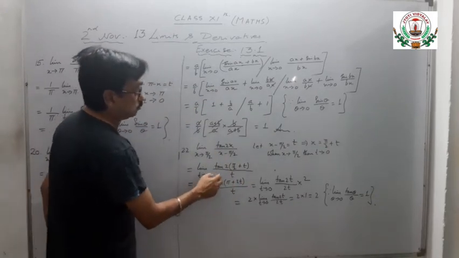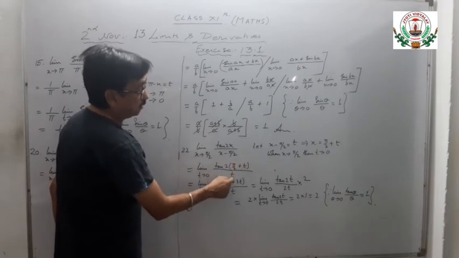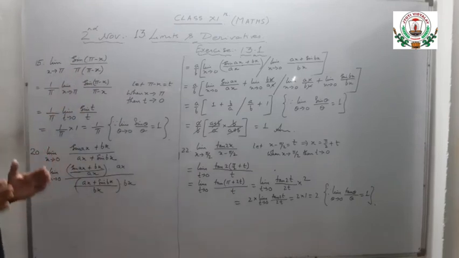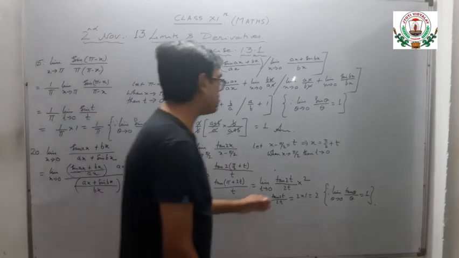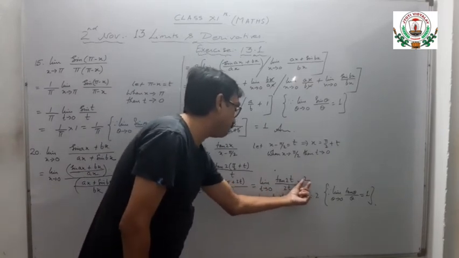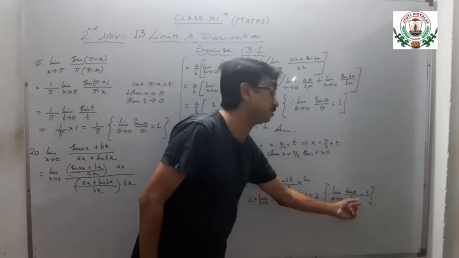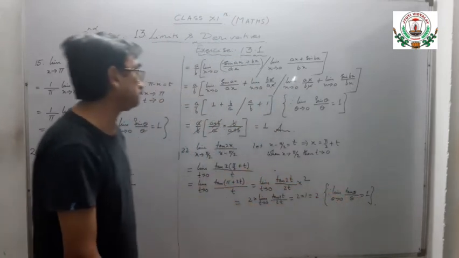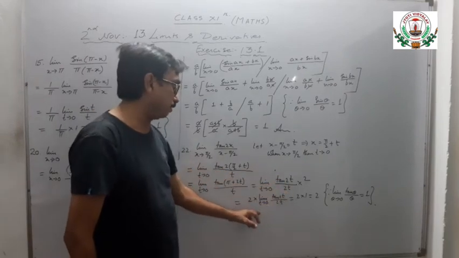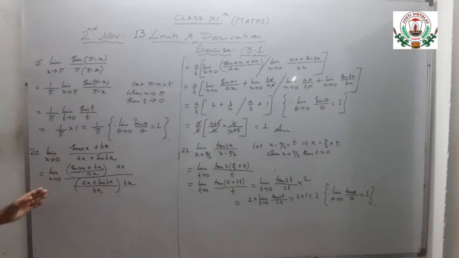Limit t tends to 0, multiply this 2 inside this, 2 into pi by 2 is pi and 2 into t is 2t, so pi plus 2t. And tan 180 plus theta is tan theta, so tan 2t, and we multiply and divide with 2 so that we get in the form of limit theta tends to 0, tan theta by theta equals to 1. So limit t tends to 0, tan 2t upon 2t will become 1, so 2 into 1 equals to 2 is our answer.